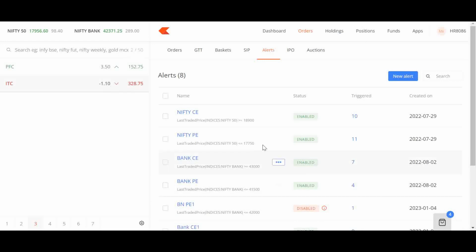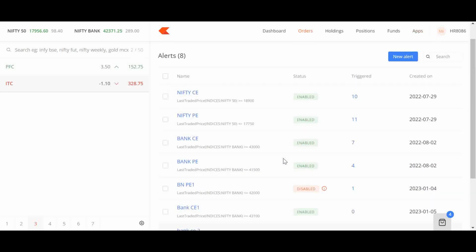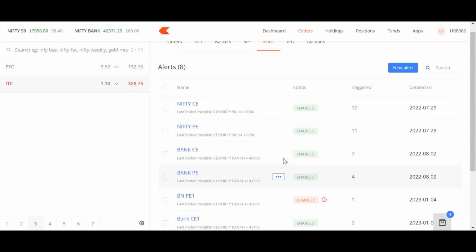Now you can see that Nifty bullish is created. Whenever the market reaches 18,500, I will get a trigger on my phone. The notification will come to your phone or on the website itself. Based on that, I will know that my target is reached. Then I will implement the strategies I want. So that's the main purpose of the alert.